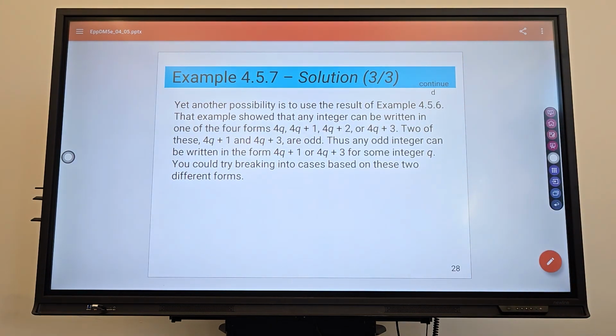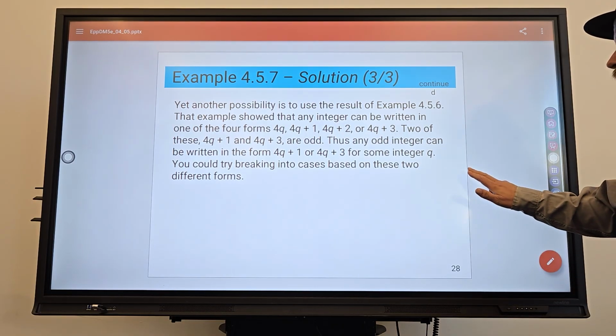Yet another possibility is to use the result of example 456. That example showed that any integer can be written in the form of 4q or 4q plus 1 or 4q plus 2 or 4q plus 3. Two of these, 4q plus 1 and 4q plus 3, are odd. Thus, any odd integer can be written in the form of 4q plus 1 or 4q plus 3 for some integer q. You could try breaking into cases based on these two different forms.